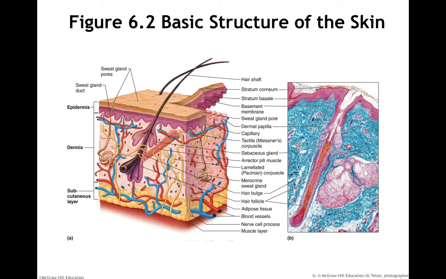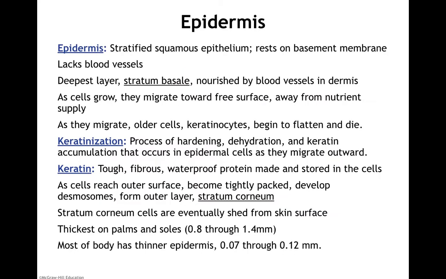So here's our basic structure of the skin, and you have this figure in your book. You'll see them again in the lab. That epidermis is stratified squamous epithelium resting on a basement membrane. It does not have blood vessels. Remember, epidermal tissues are avascular. The deepest layer, closest to that dermis, called the stratum basale, gets a blood supply from the dermis, and those cells therefore are alive, and they grow. They are mitotic. When they divide, one remains there as a skin stem cell.